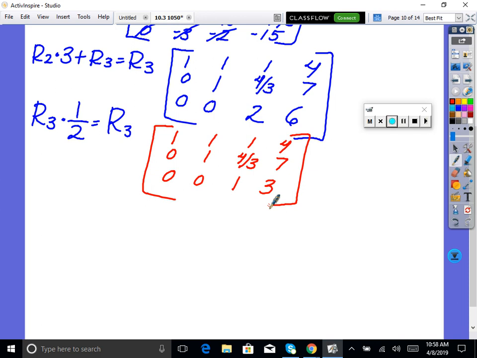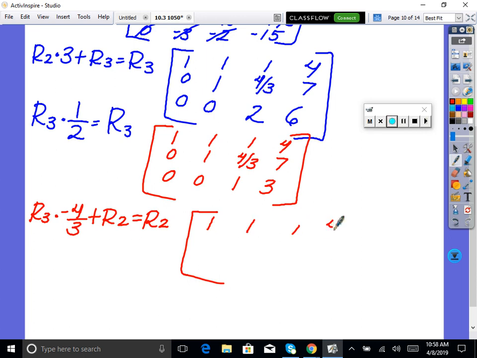Yeah. So now the next step is to get a 0 right here. So take row 3, times it by negative 4/3 and add it to row 2 equaling new row 2. Okay, so then we have 1, 1, 1, 4, 0, 0, 1, 3. Okay, let's do that. I'm doing row 2 right now. So we're timesing this by negative 4/3.